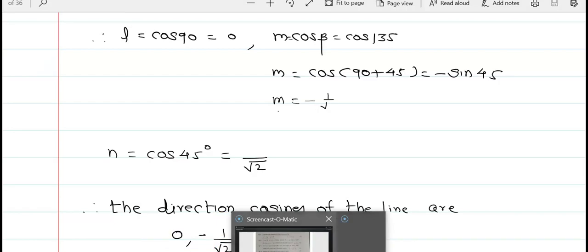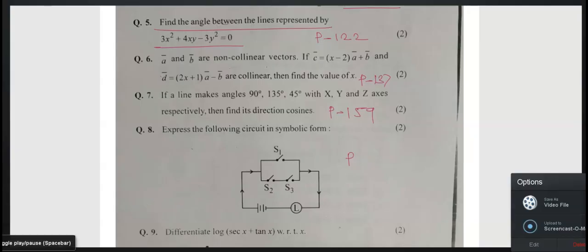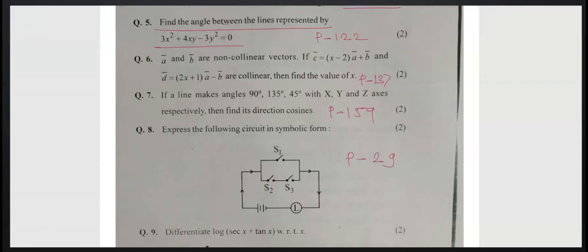Now see the next question. Express the following circuit in the symbolic form. So this is on page number 29, and it is a solved example on page number 29.